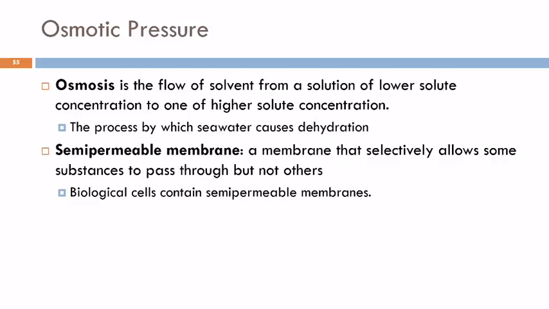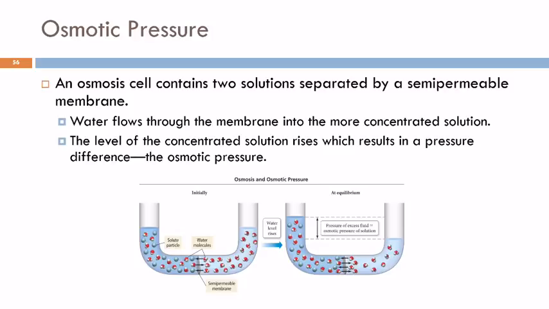So the semi-permeable membrane allows some things to pass, but not others. And this is an important concept because biological cells contain semi-permeable membranes. And so this is going on in our bodies right now, all this osmosis and things like that.